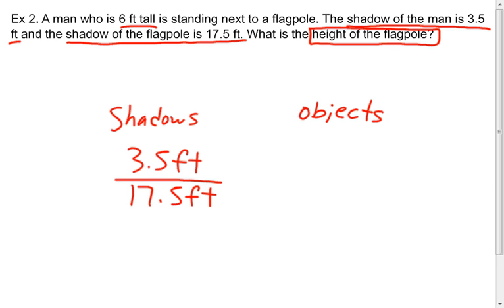The objects. Now, the 3.5 feet, that was from the man, right? Yep. Okay, so the object, the man, is 6 feet tall. So since the man was on top of the left fraction, he has to stay on top of the right fraction also. The flagpole shadow is 17.5 feet. It was on the bottom, so the flagpole's height has to go on the bottom of the other one, and that's what we're trying to find. Set them equal to each other, and then we do cross products again. 3.5 times x.